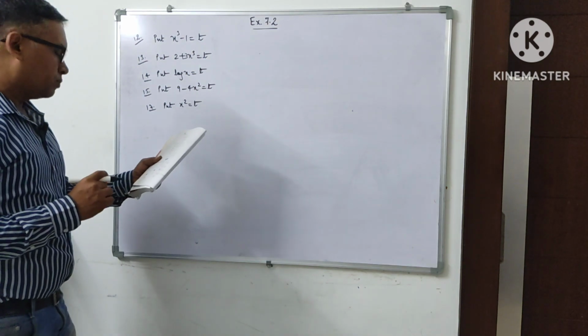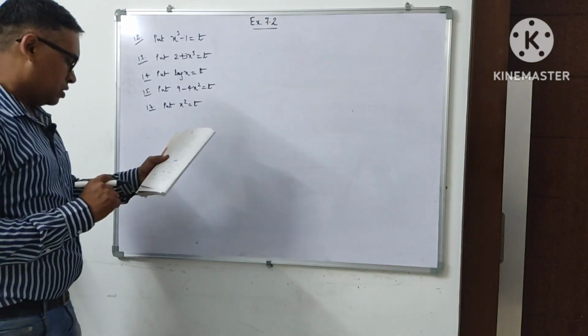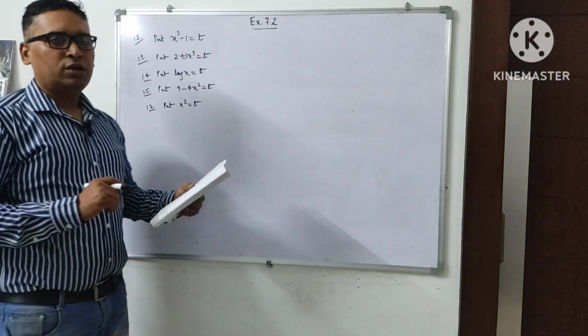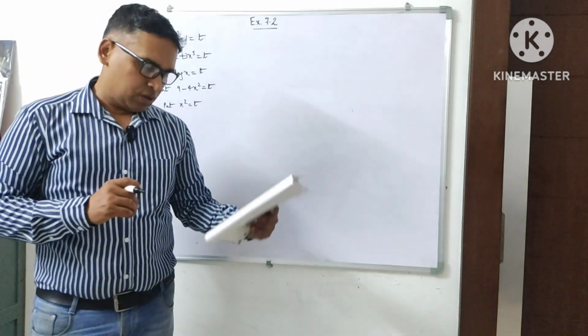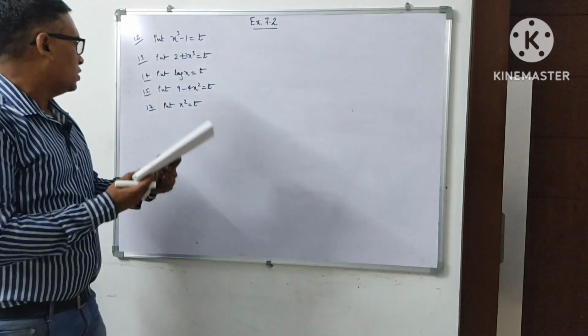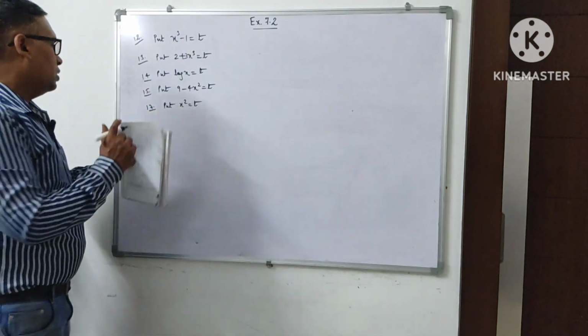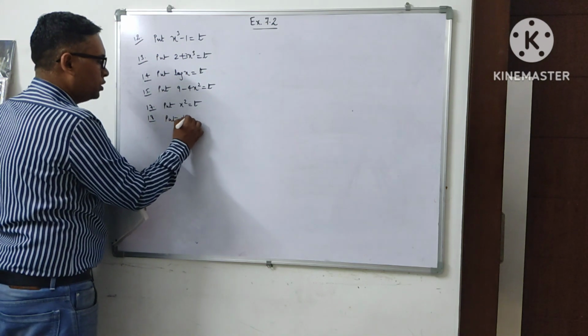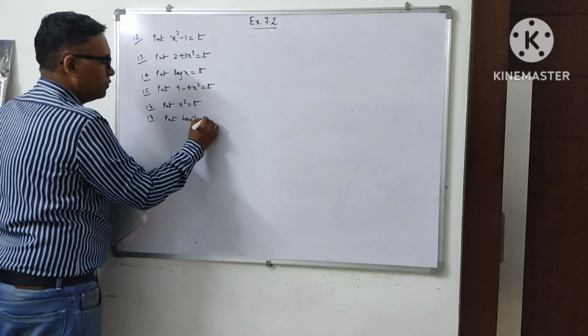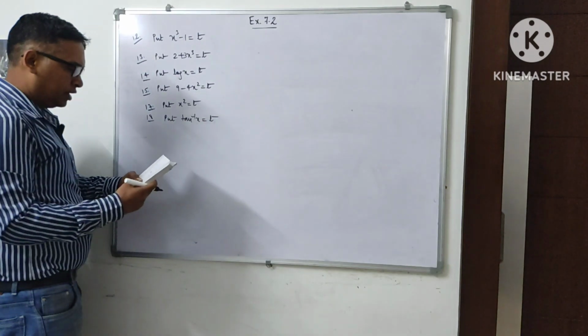The 14th question, put log x is equal to t. In the 15th, put 9 minus 4x square equal to t. 16th is the direct question. In the 17th, put x square is equal to t. In the 18th question, all of you please note down, put tan inverse x is equal to t.